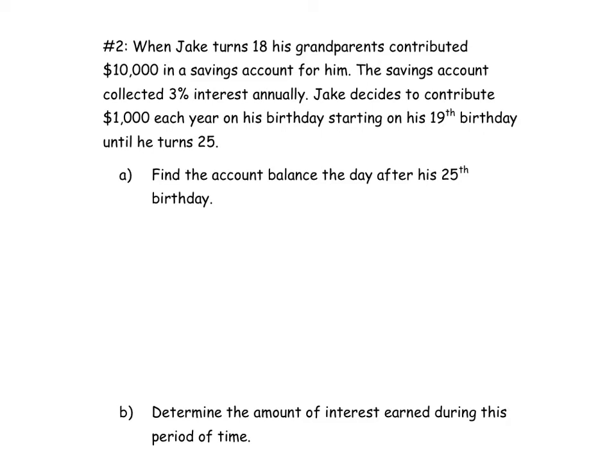Okay, so let's talk first about what n will represent here. n equals 0 represents the year when Jake turns 18. So n equals 1 will be the year that Jake turns 19, all the way up to n equals 7 when Jake turns 25. So at the year n equals 7, Jake will be 25 years old.